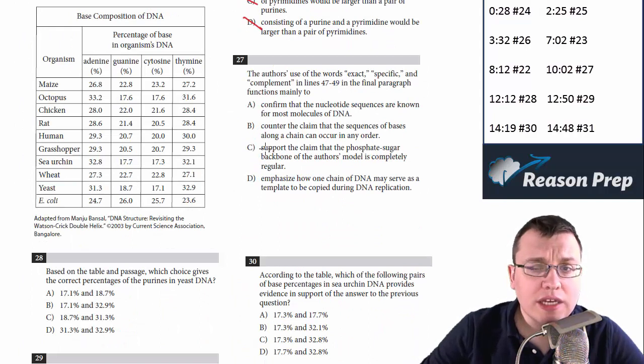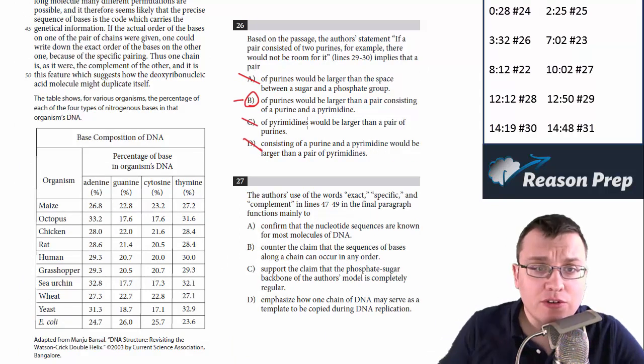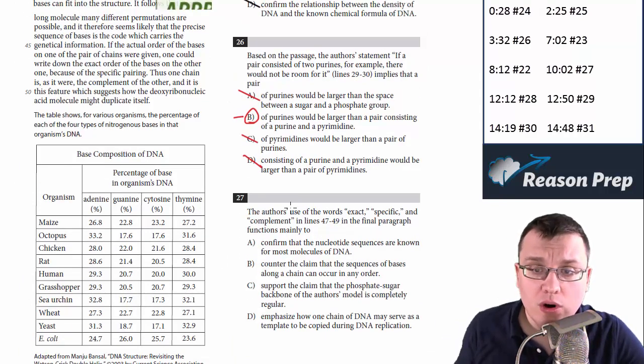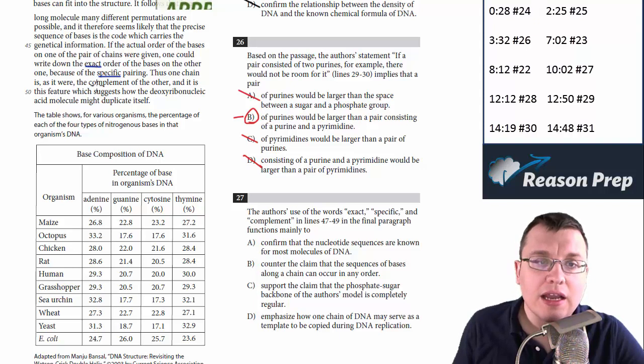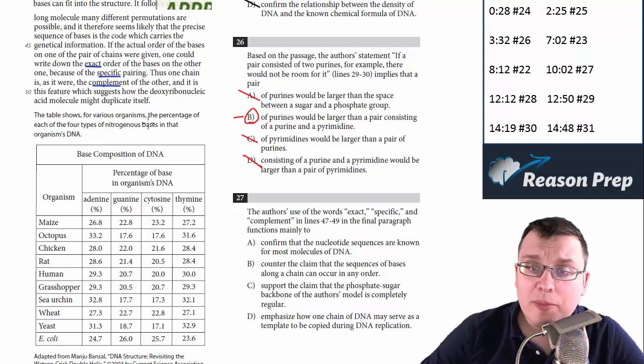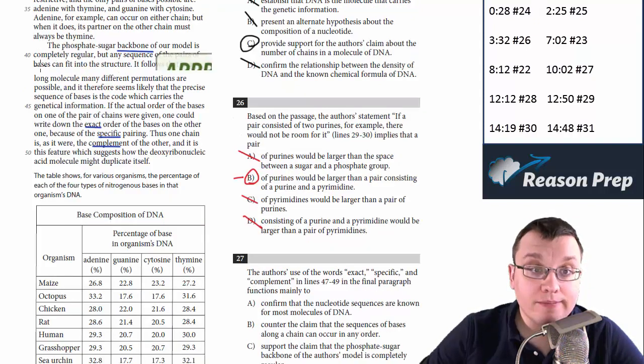All right, 27 is about lines 47 to 49. So we're going to underline the words exact, specific, and complement. So exact, specific, and complement. And now we'll go ahead and read the passage and see why the authors use these words, how they function.